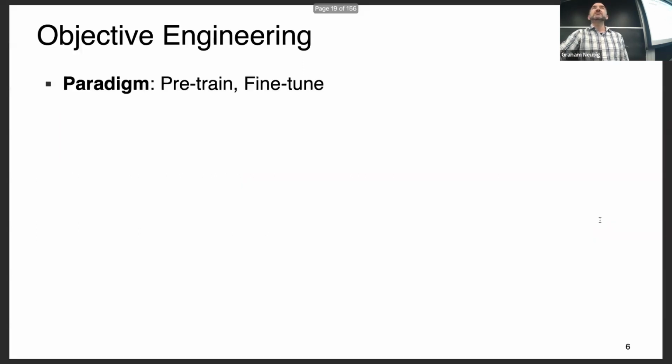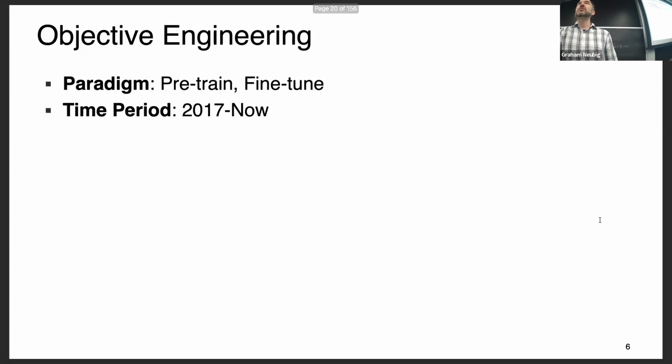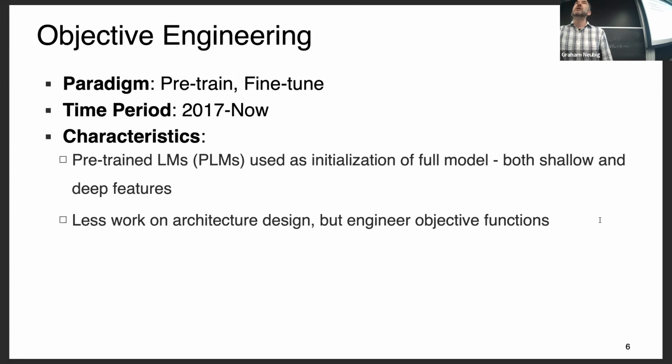Now, moving to objective engineering, this is still one of the most popular paradigms. We have it from 2017 to now, where 2017 is basically the advent of BERT. Again, there was pre-training before that, but BERT was what really popularized it. Pre-trained LMs are used as initialization for the full model, both shallow and deep features. There's less work on architecture design, and we spend our time engineering objective functions.